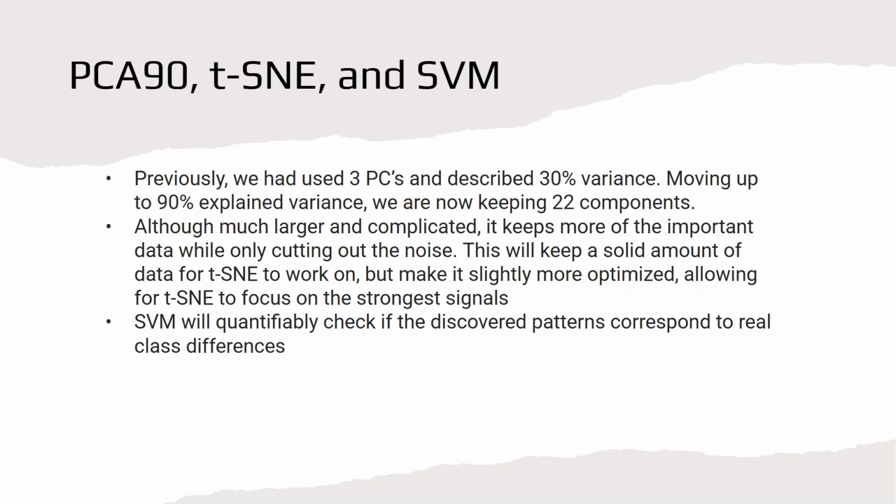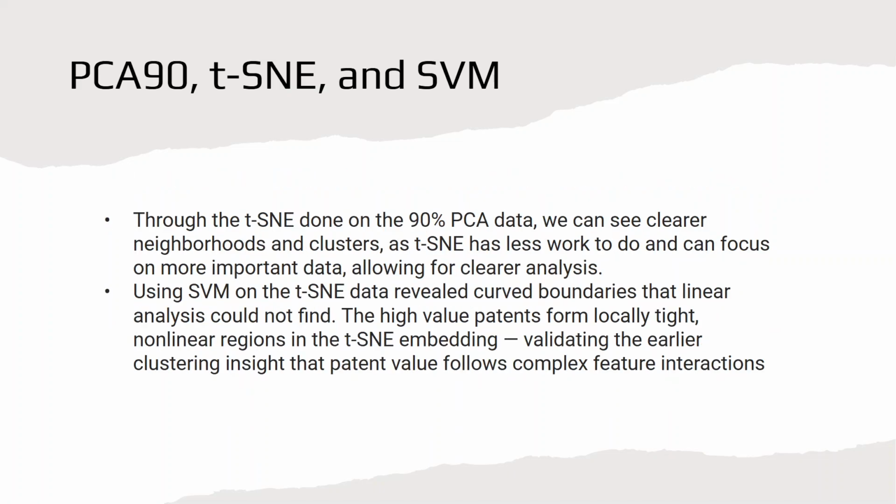SVM will quantifiably check if the discovered patterns correspond to real class differences. Through the t-SNE done on the 90% PCA data, we can see clearer neighborhoods and clusters as t-SNE has less work to do and can focus on more important data, allowing for clearer analysis. Using SVM on the t-SNE data revealed curved boundaries that linear analysis could not find. The high-value patents form locally tight, non-linear regions in the t-SNE embedding, validating the earlier clustering insight that patent value follows complex feature interactions.